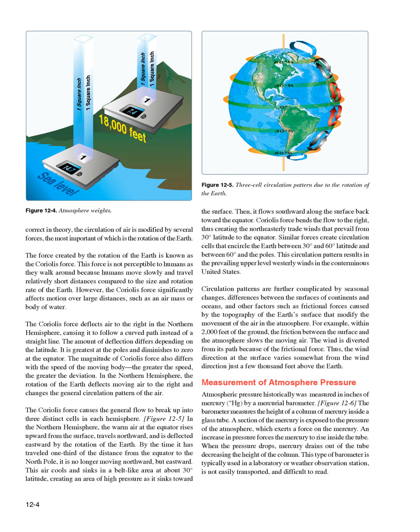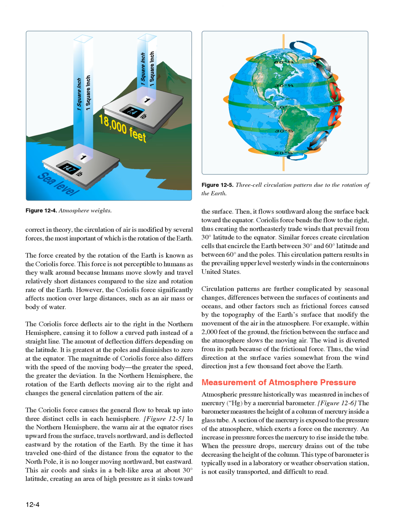This air cools and sinks in a belt-like area at about 30 degrees latitude, creating an area of high pressure as it sinks toward the surface. Then, it flows southward along the surface back toward the equator. Coriolis force bends the flow to the right, thus creating the northeasterly trade winds that prevail from 30 degrees latitude to the equator. Similar forces create circulation cells that encircle the Earth between 30 degrees and 60 degrees latitude and between 60 degrees and the poles. This circulation pattern results in the prevailing upper-level westerly winds in the conterminous United States.